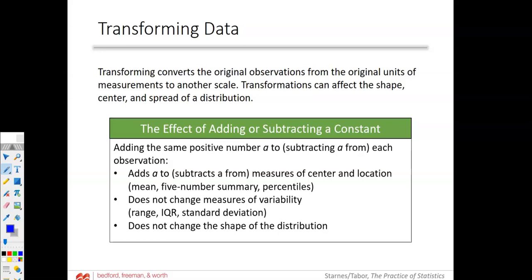So it does not change the measures of variability, how spread out the data is. That's standard deviation, deviation from the mean. IQR is the measure of the middle 50%, and the range is the max minus the min. Those are not affected. The distance is still the same, right? If your highest number was 10, your lowest number is 2, and you added 5, it should be 15 and 7. The distance is still the same, 8. So the spread doesn't change when you add or subtract a value.